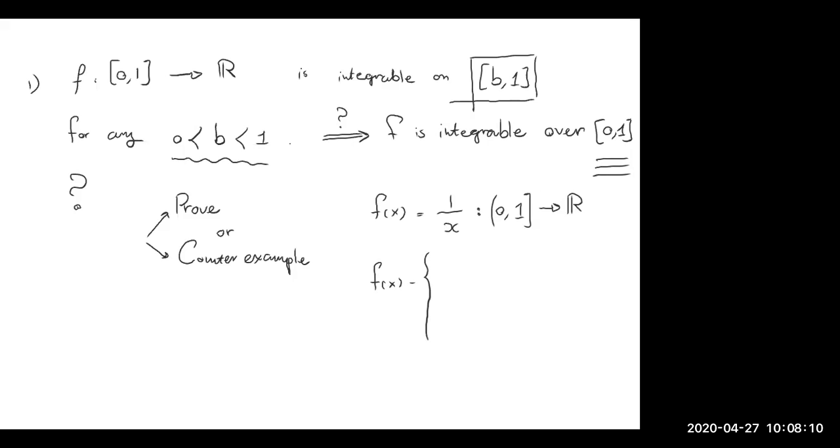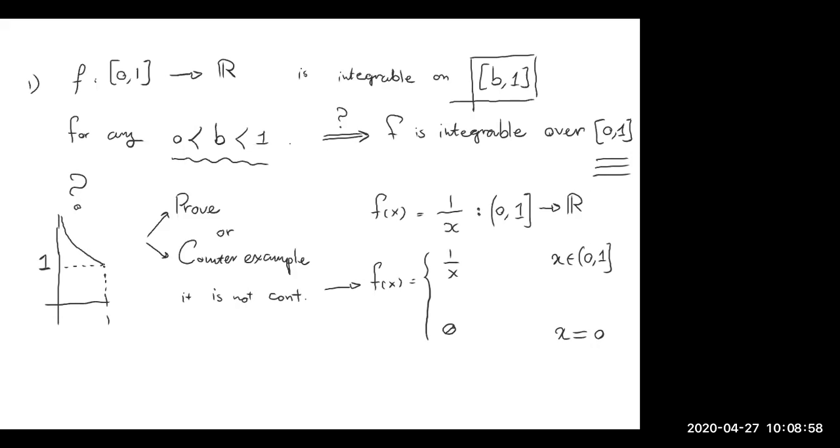So we can just formally define f at 0 to be anything we want. If x is in the half open interval 0 to 1, we can take f to be 1 over x. If x is equal to 0, we can take anything we want. Let's just say 0. This function, of course, is not continuous, but it doesn't matter. We didn't say in the question that f should be continuous. It looks like this: at 1 it's 1, and then it goes to infinity, and at 0 it is 0. It is not continuous at 0.